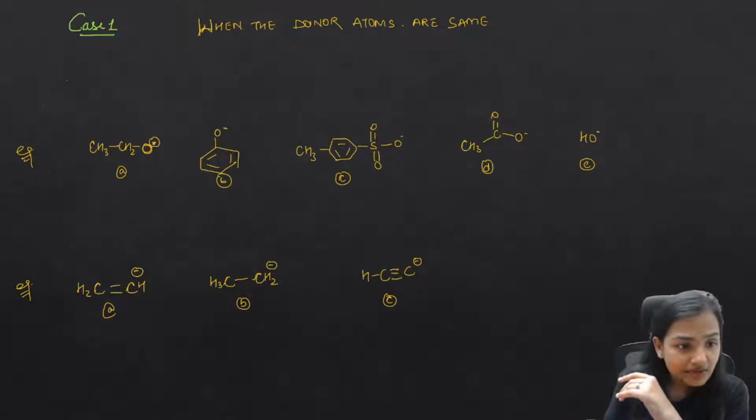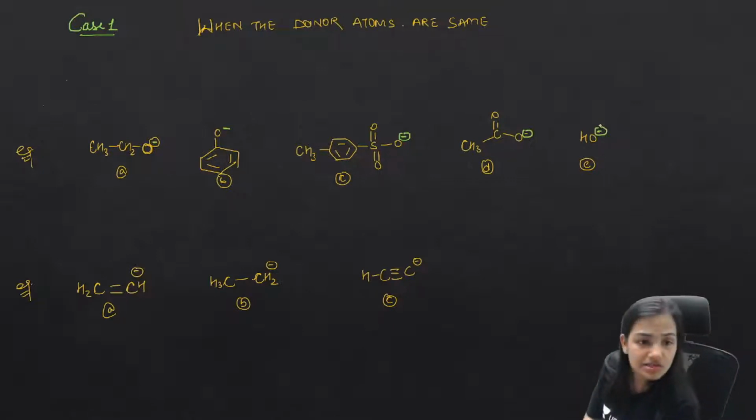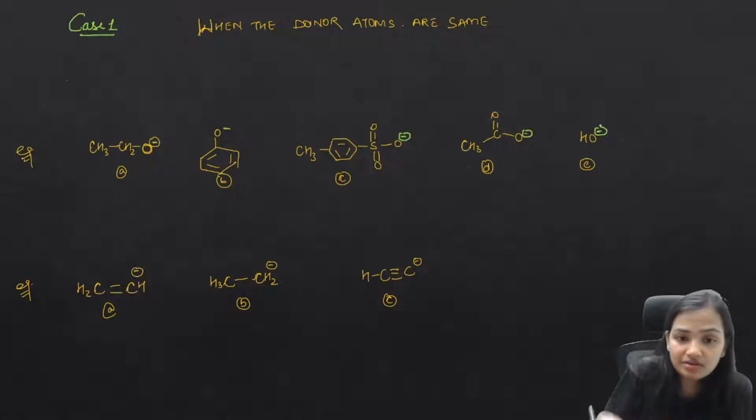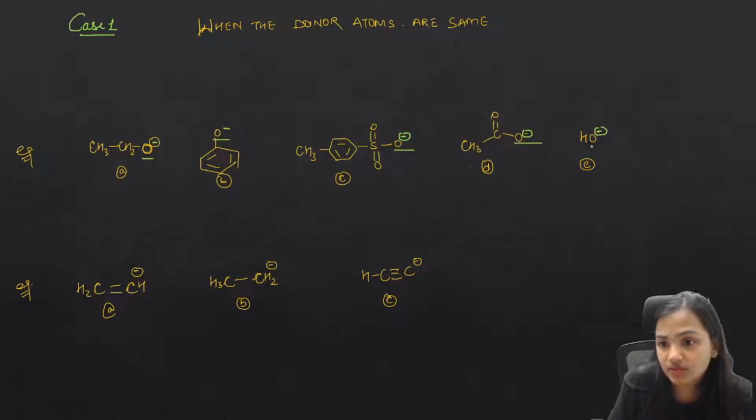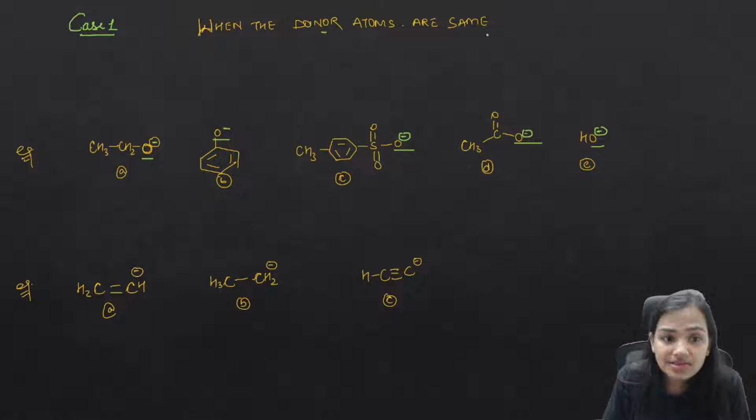You can see that in every question I have taken O negative, O negative, O negative. This is also O negative, this is also O negative. So all are oxygen. If they have to give the electron, they are the same atoms. So ultimately these are the same donor atoms.